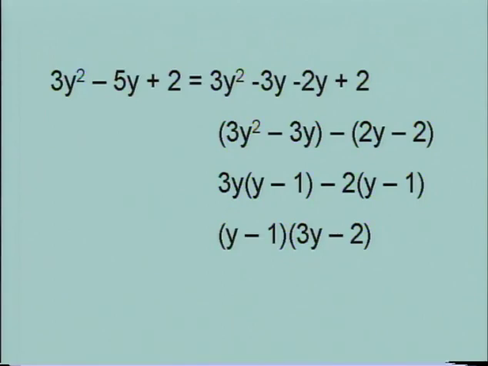We can take the common factor of the first group, that is 3y. So it is 3y into y minus 1 minus 2 into y minus 1. Again, for the 2 terms, you would have recognized that y minus 1 is common. And when it is extracted, we'll have y minus 1 into 3y minus 2.